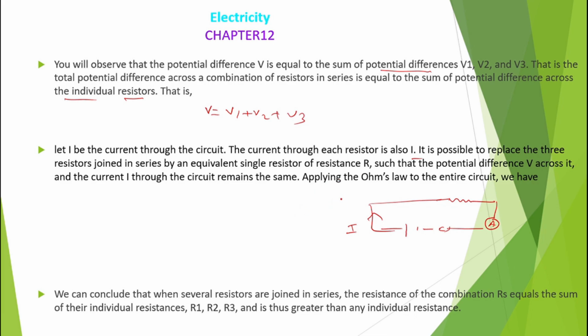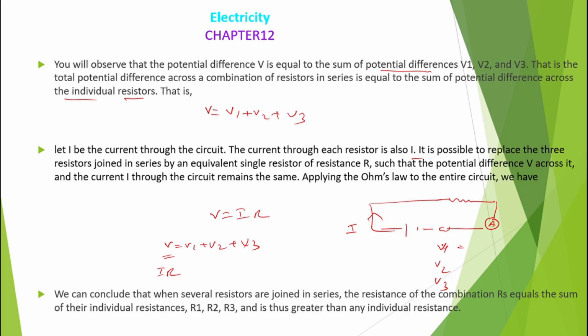So now apply Ohm's law to it. So V is equal to IR. Correct? This is Ohm's law. Now V is equal to what? V is equal to V1 plus V2 plus V3. Correct? So V means what? IR. Correct? Now we will see what V1, V2, V3 are.